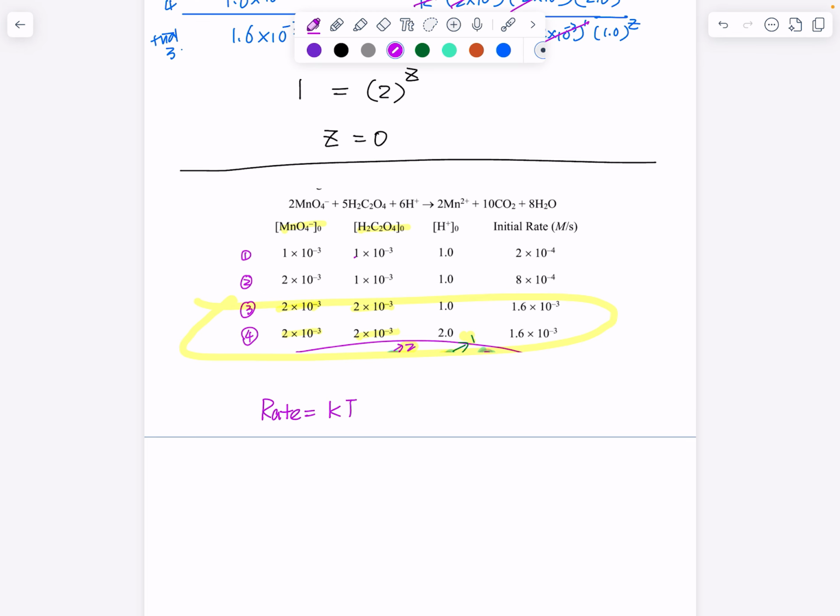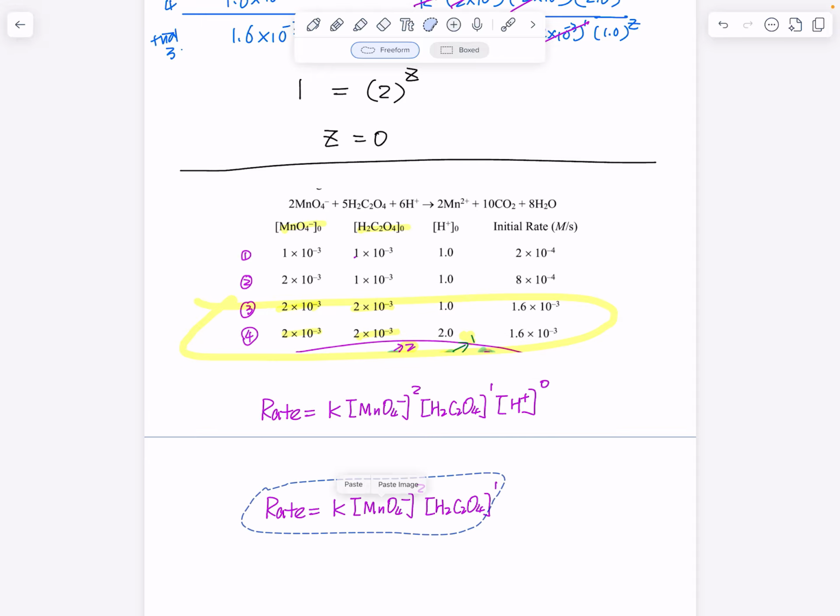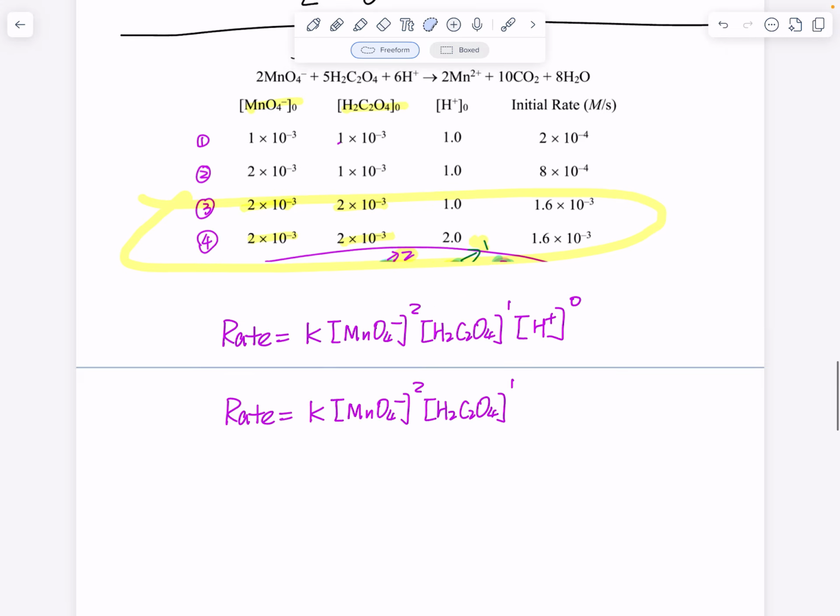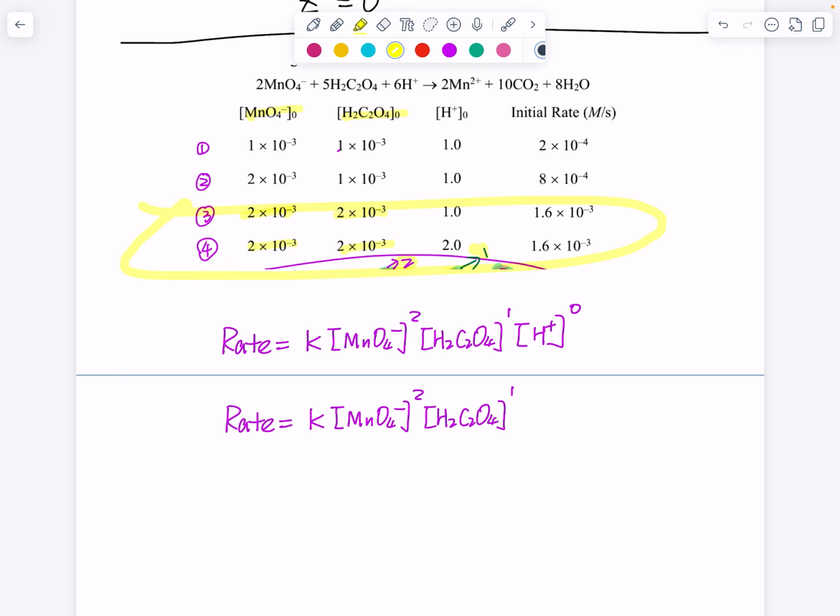So the rate equals k multiply MnO4 raised to the power 2 multiply H2C2O4 raised to the power 1 multiply proton raised to the power of 0. Of course we can further simplify this. We know any number raised to 0 just equals 1. So I have this as a rate law. And now the last part of this question, we need to figure out what K is.